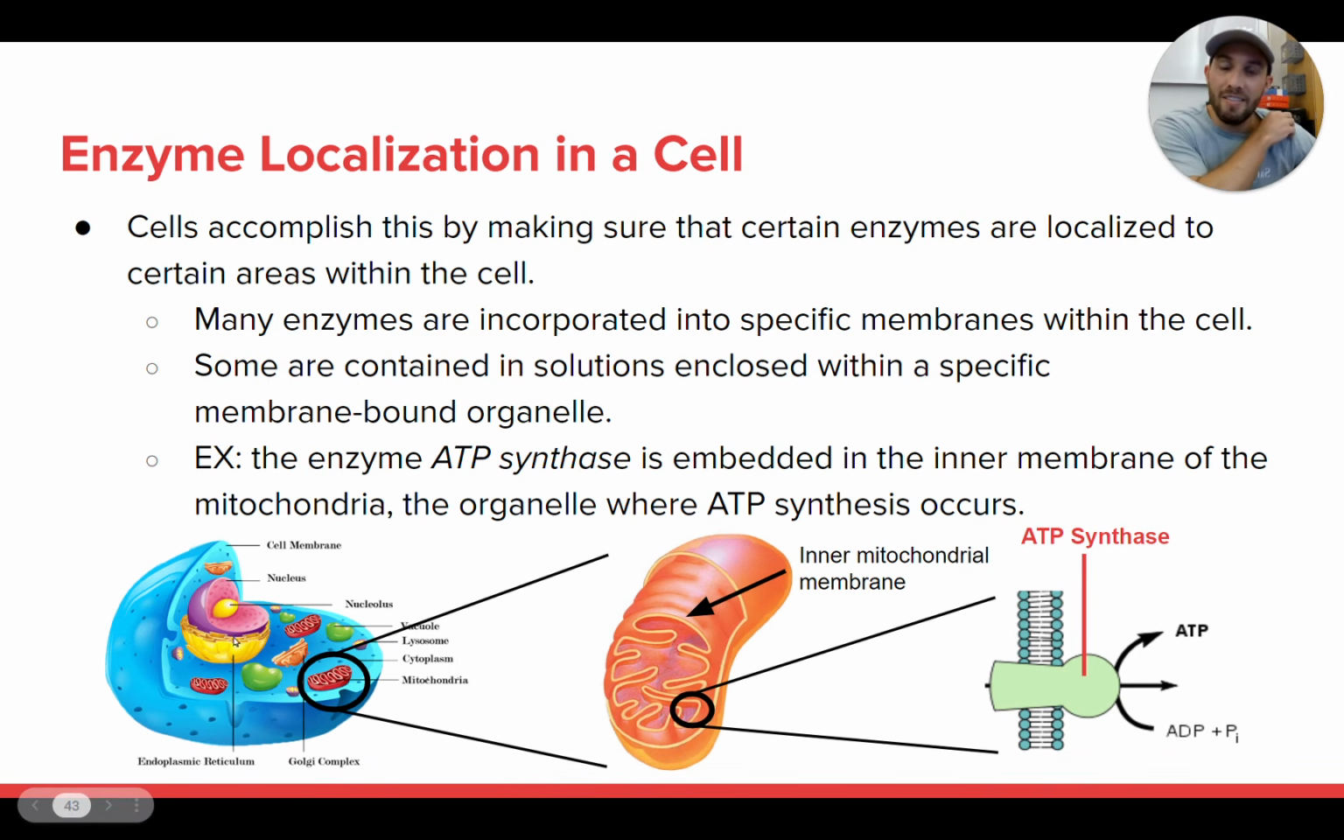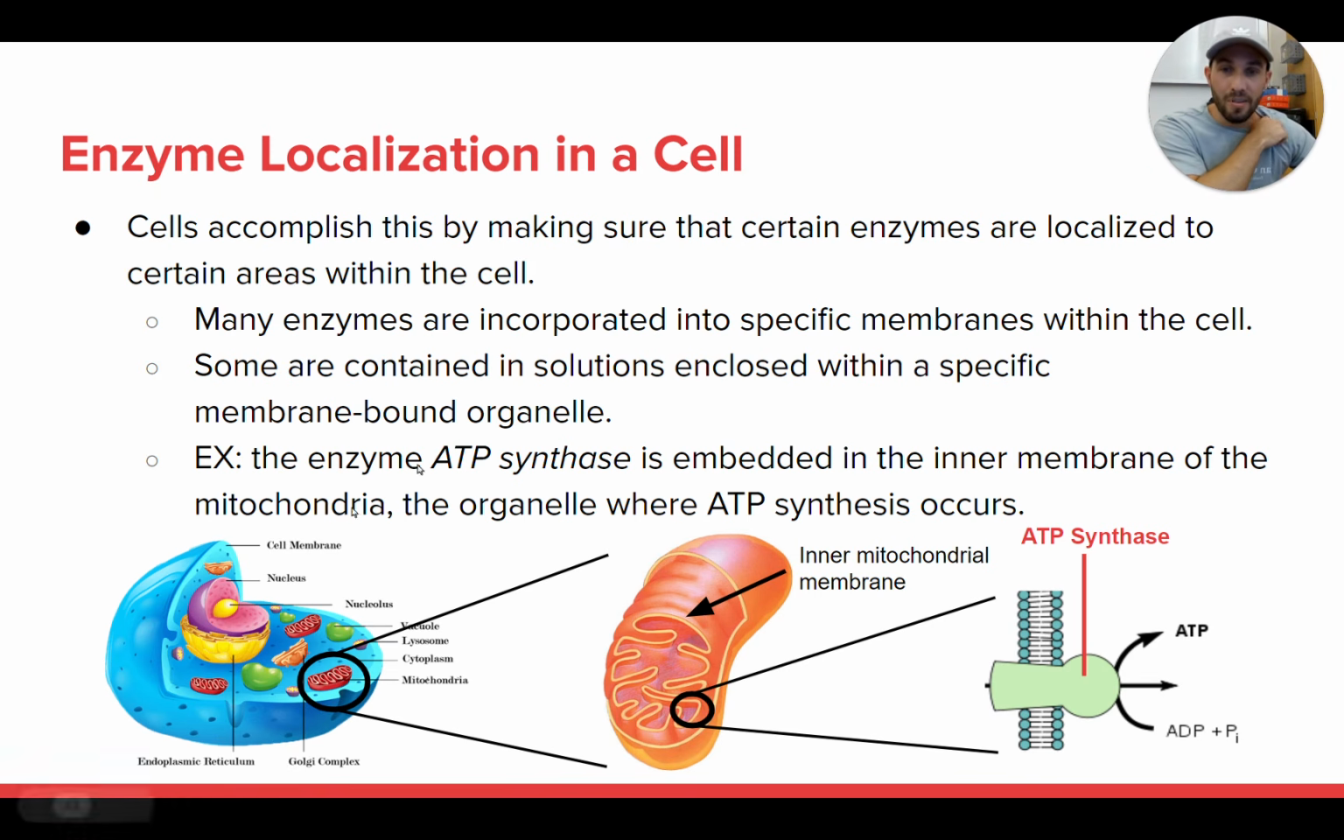By having these different compartments in a cell, compartmentalizing different enzymes and making different enzymes be found in different spots in the cell, that's going to allow a cell to have certain chemical reactions happening in certain areas and other chemical reactions happening in other areas.